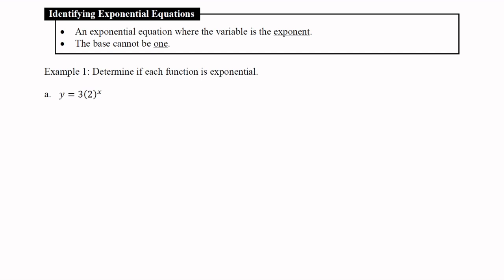For this first one, 3 times 2 to the x, that's the one we were just talking about. That is indeed exponential. We have 2x minus 3y equals 7. There are no variables in exponents, so this is not exponential. In fact, we know that b is linear. C has no variables in an exponent. We do have an exponent of 2, but no variables, so this is not exponential. In fact, we know that c is quadratic.